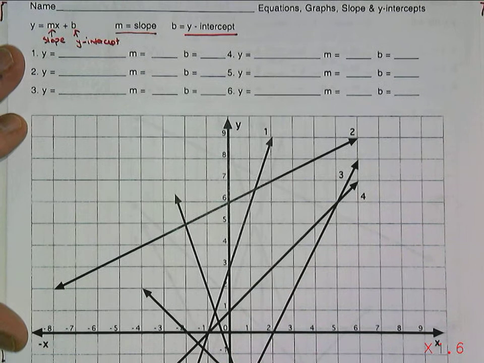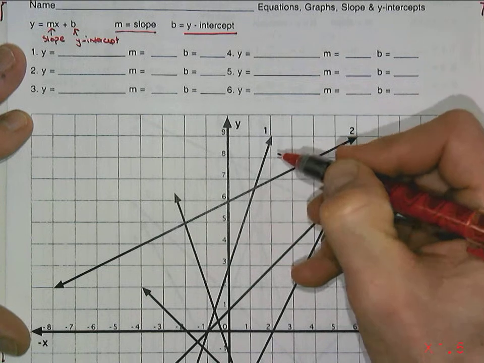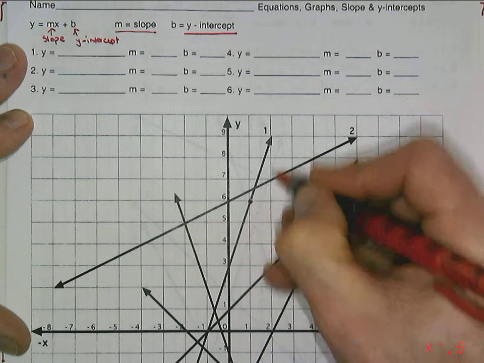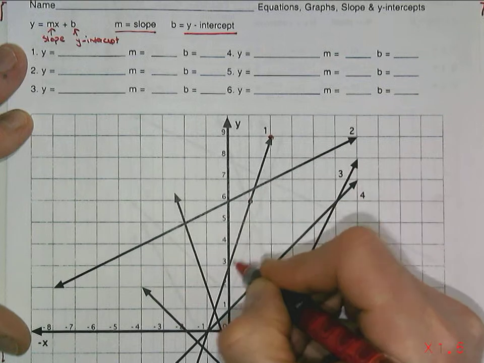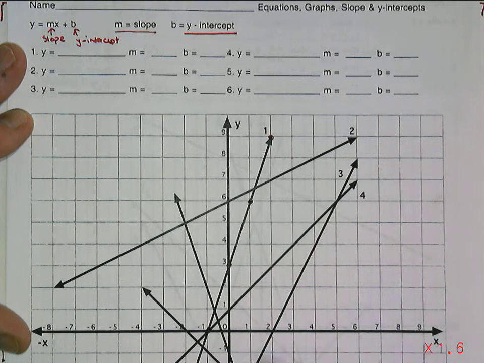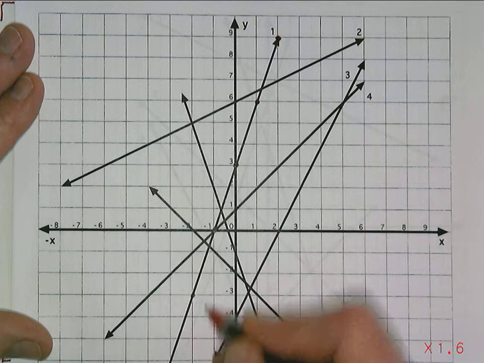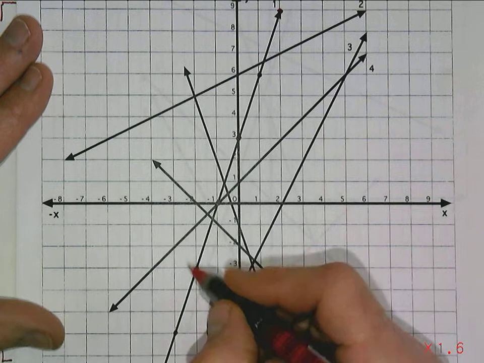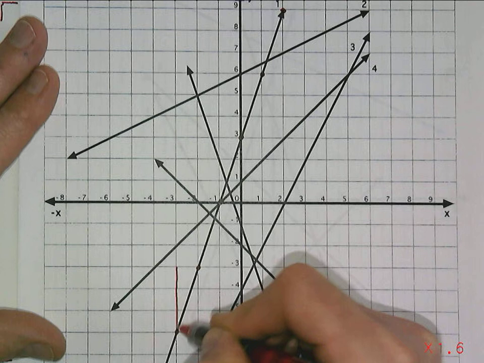So if I look at line number 1, and I want to find the slope of that line, I need to actually find 2 points on that line, any 2 points. I can take from here to here, or from here to here, anywhere it crosses the grid. That will help me to find the slope. Sometimes I just want to find a place where it's clear of all the other lines so that it's easy to see.